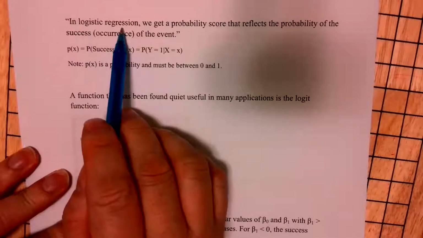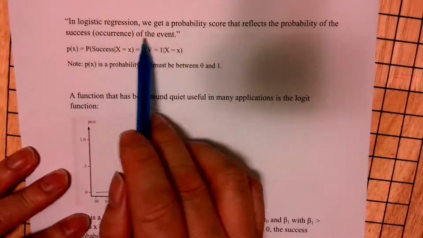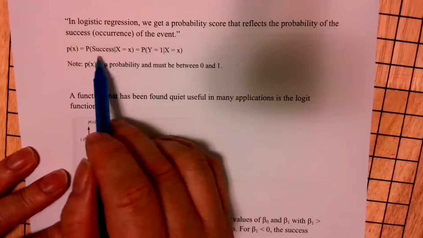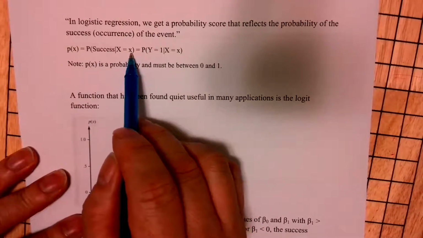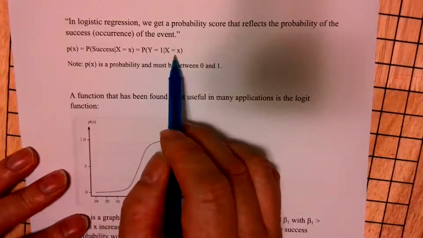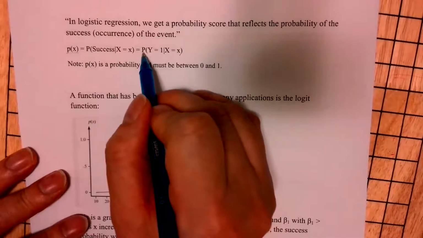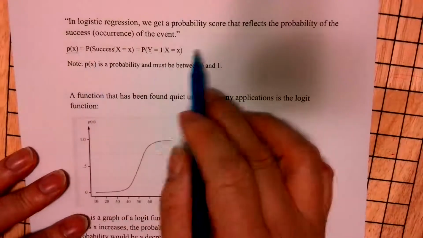In logistic regression, we get a probability score that reflects the probability of the success of the events. Say we denote it by P(x). What's P(x)? Well, it's the probability of getting success given the working experience is x, or we denote it by probability Y equal to 1 given X equal to x. How are we going to interpret this probability? Given a junior consultant, his or her working experience is x months, how likely he or she will successfully complete the task? That's what this notation stands for.